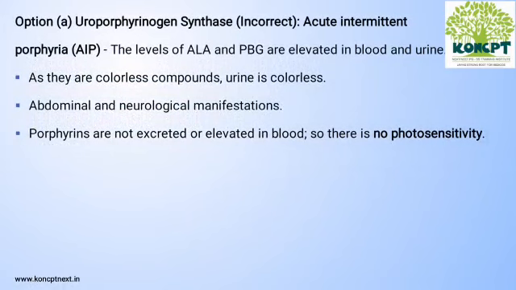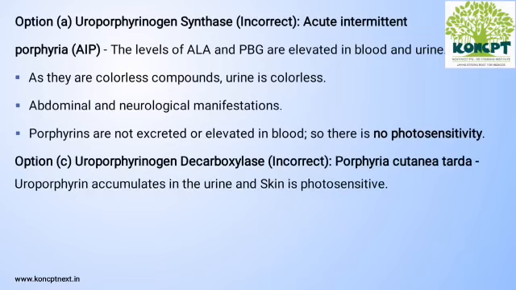The other options include option A, uroporphyrinogen synthase. Its deficiency results in acute intermittent porphyria. In this condition the urine is colorless, and there is no photosensitivity. So with these two features we can exclude option A. Option C is uroporphyrinogen decarboxylase, which would result in porphyria cutanea tarda. Here the uroporphyrinogen accumulates, but in the given scenario coproporphyrinogen accumulates. So option C is ruled out.